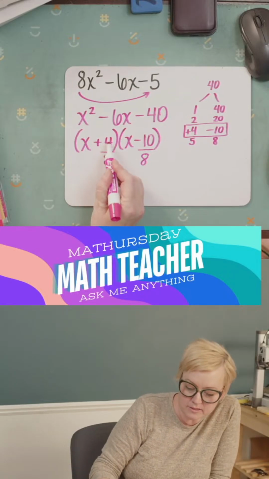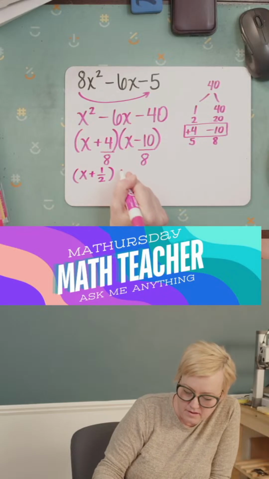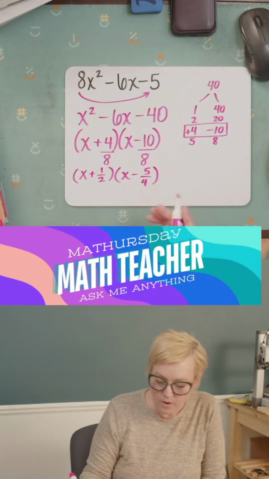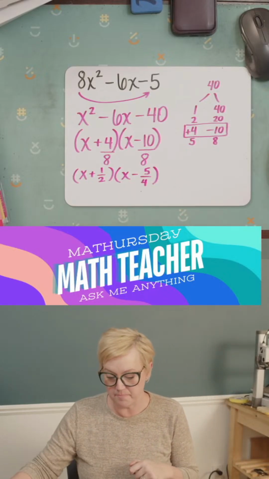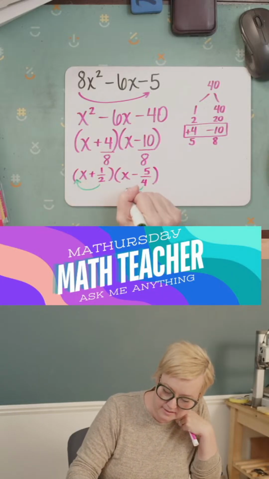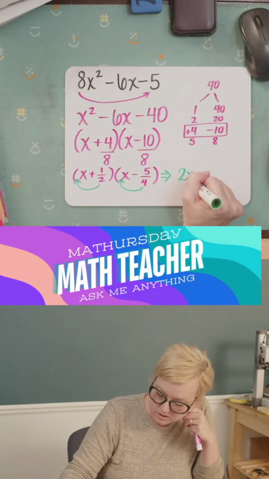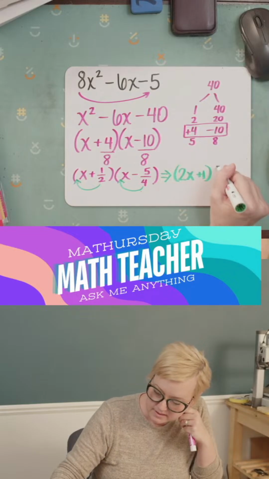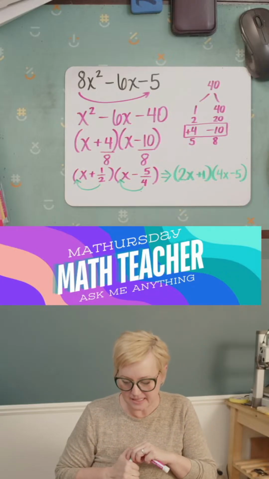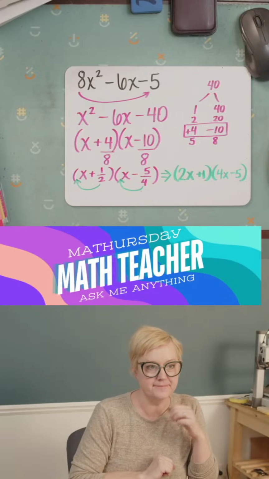Now x plus 4 over 8 becomes x plus 1/2, and x minus 10 over 8 becomes x minus 5 over 4. Now what we do here is a little bottoms up. Whatever's on the bottom becomes the coefficient for the x. So this is now 2x plus 1 times 4x minus 5. And that is the slip and slide method. And if you multiply these back together, right there.